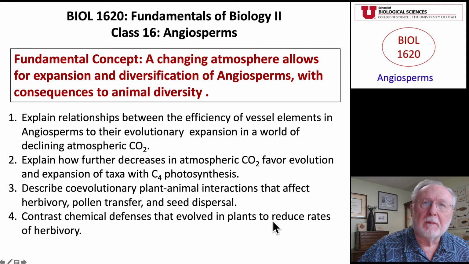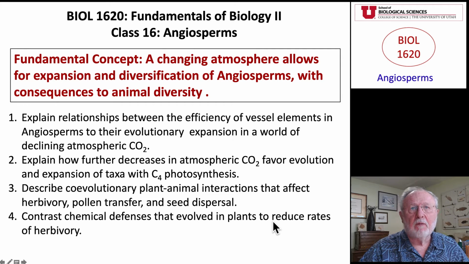Today we're going to talk about angiosperms. Last time we talked about gymnosperms and how they dominated the planet from about 300 million years ago until about 150 million years ago. Over that time period, the CO2 concentrations continued to decrease, and this allowed for an expansion and a diversification of angiosperms, with important consequences for animal diversity.